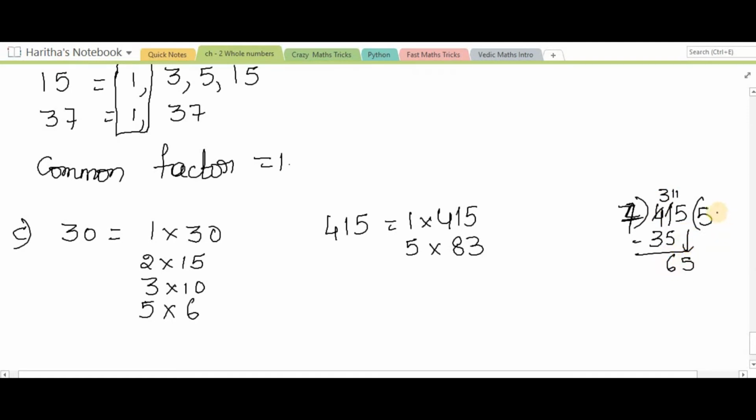65. So in the 7 table, 65 will not come. 7 9s are 63, because we get a remainder here, it does not come in the 7 table. In the 8 table, 8 5s are 40, 8 table 15 will not come. 9 also will not come, because 4 plus 1 is 5, 5 plus 5 is 10. 10 is not a multiple of 9. And 11 also you will not get.